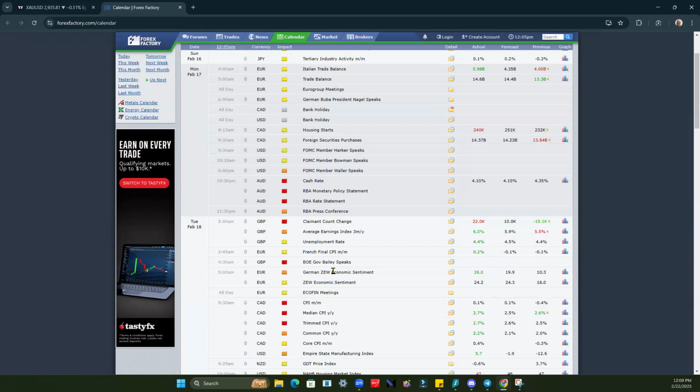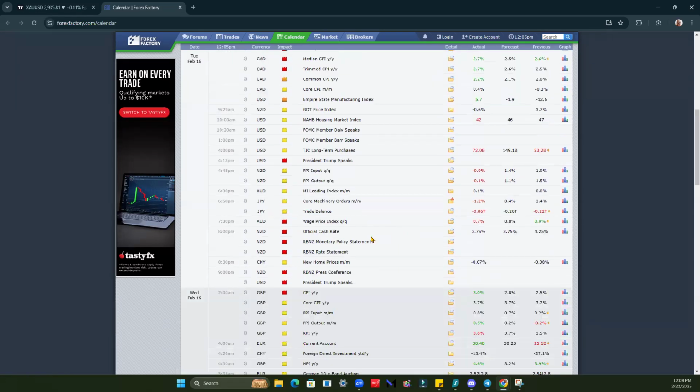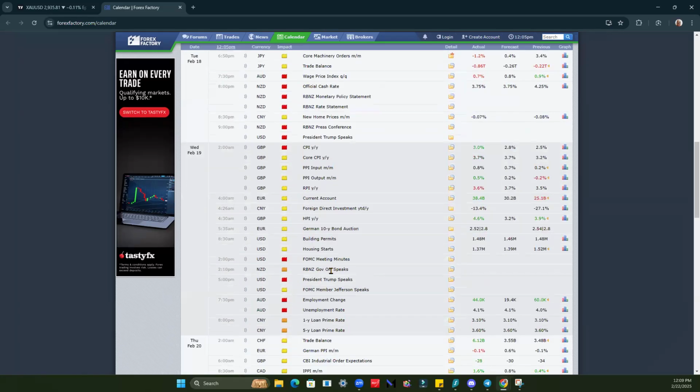So let me share with you exactly what you need to do. When you're looking at the calendar, you're going to focus on the red folders. The red folders are high impact news when it comes to a currency pair, government, GDP, things of that nature. They make announcements based on these red folders.